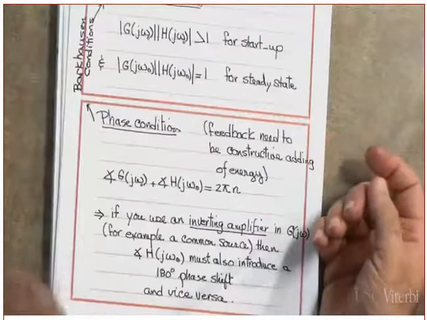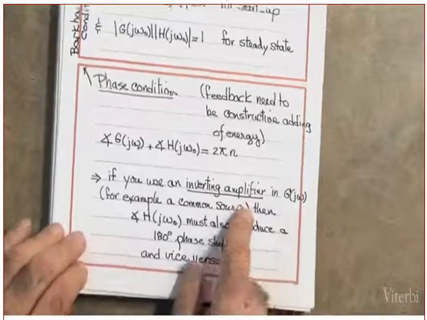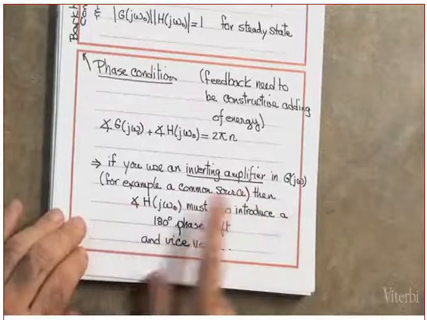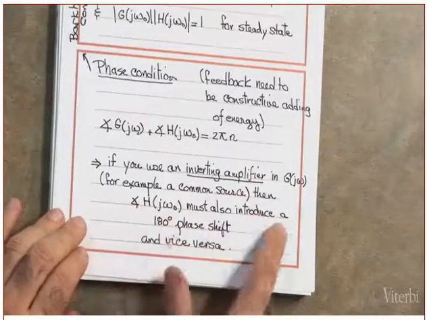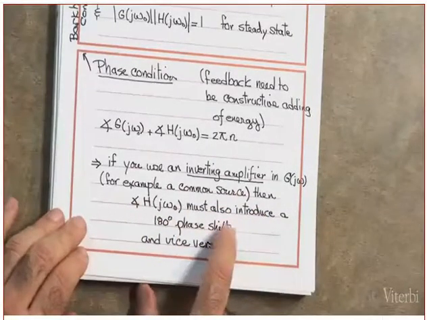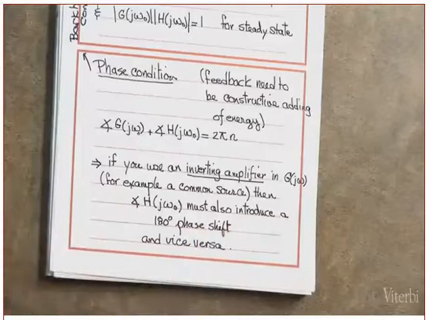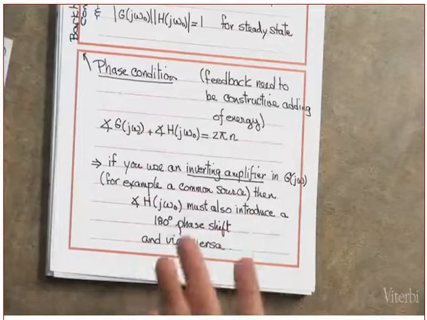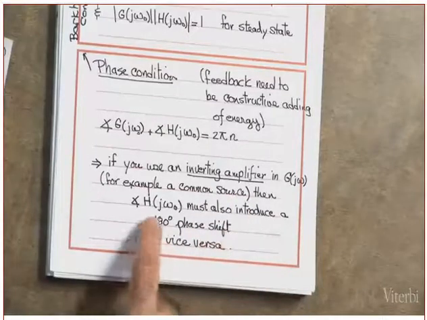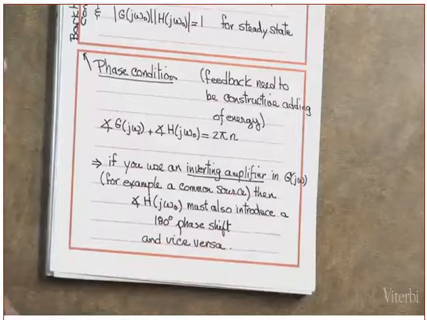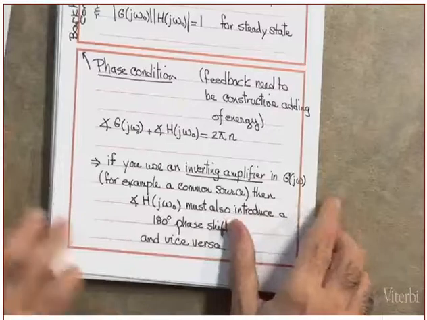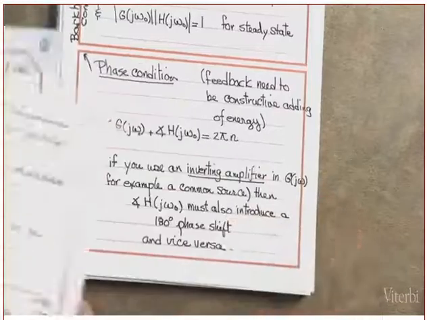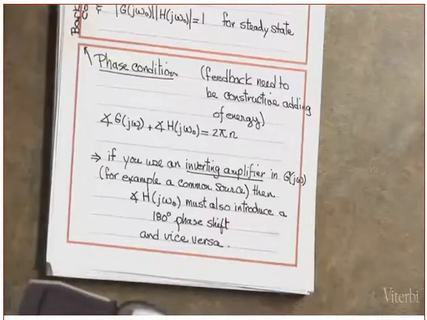Yes? Okay, good. So, if you are using an inverting amplifier in G of j omega, for example in the common source, then the angle of h of j omega must also introduce a 180-degree phase shift. And vice versa. Vice versa means if you are using a non-inverting amplifier, then the tank circuit, the feedback, should also be non-inverting. Did you get this or not? Such that the net effect is a multiple of 2 pi.